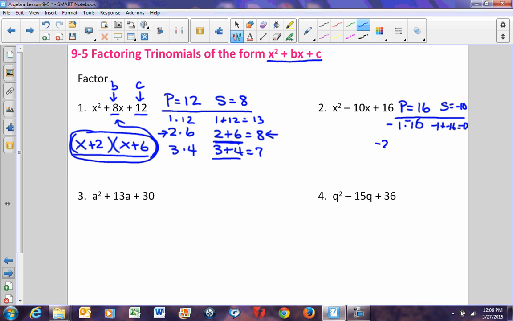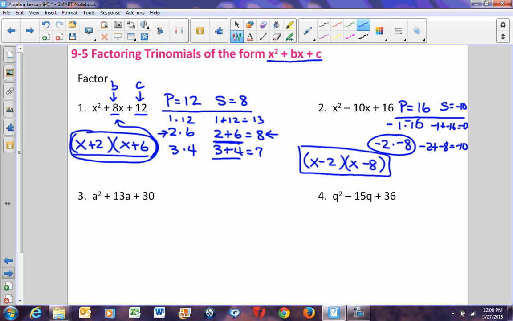I think of negative 2 times negative 8. Negative 2 times negative 8 is positive 16, but negative 2 plus negative 8 equals negative 10. That's what I need, isn't it? So these must be my numbers right here, negative 2 and negative 8. So we'll have x, and a negative 2 and a negative 8, and I have factored x squared minus 10x plus 16.